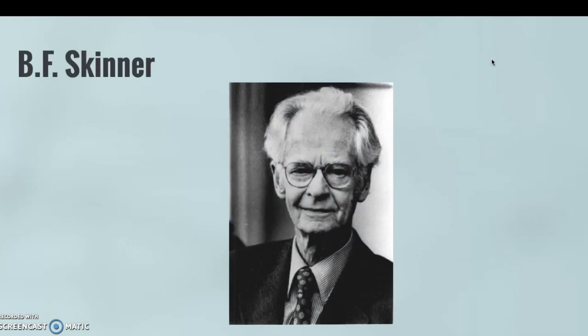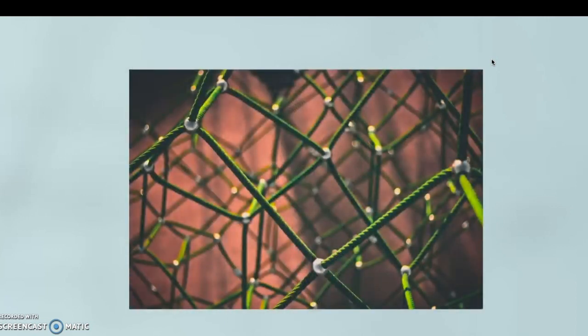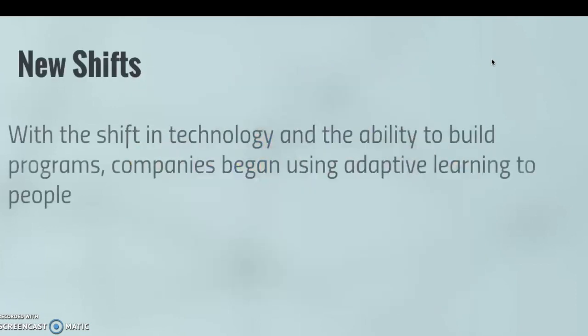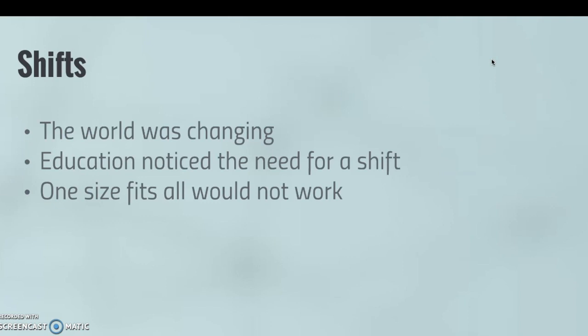Adaptive learning started with cognitive psychology with B.F. Skinner in the 1950s. As technology got better, so did artificial intelligence. With the shift in technology and the ability to build programs, companies began using adaptive learning in corporations. As the world changed, a shift in education was needed to meet the developing needs of the country. The one-size-fits-all was not going to work to keep up with jobs and skill sets.